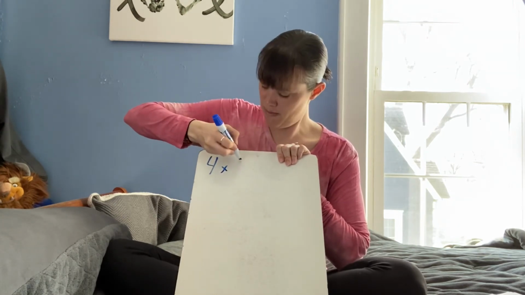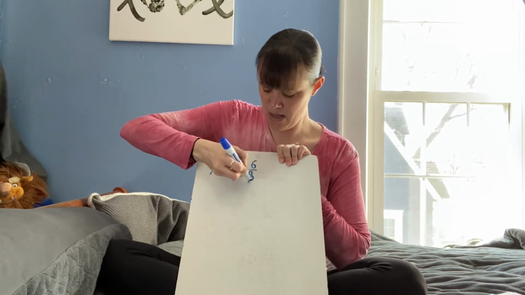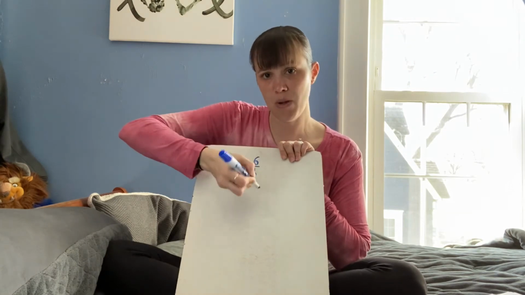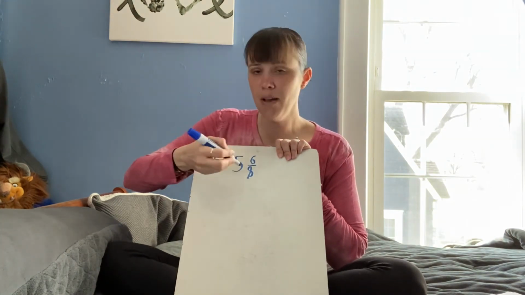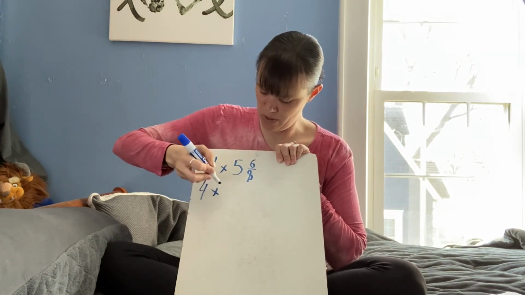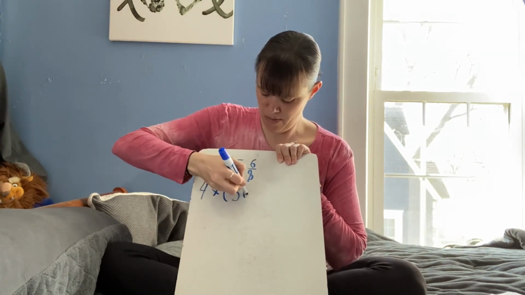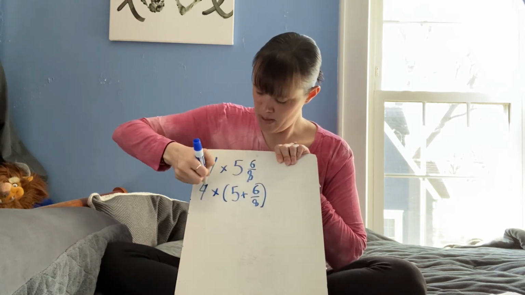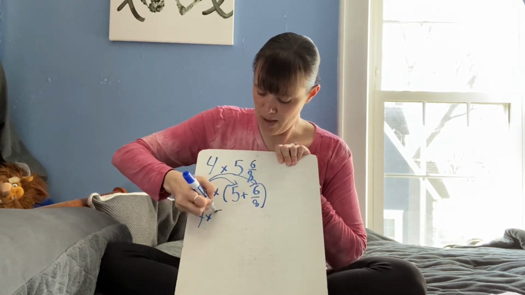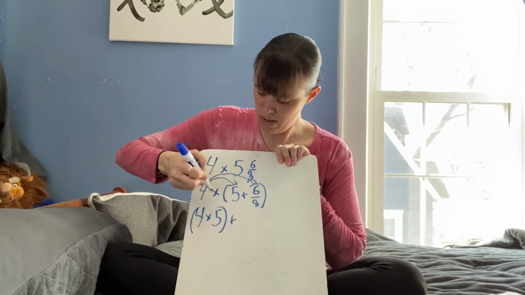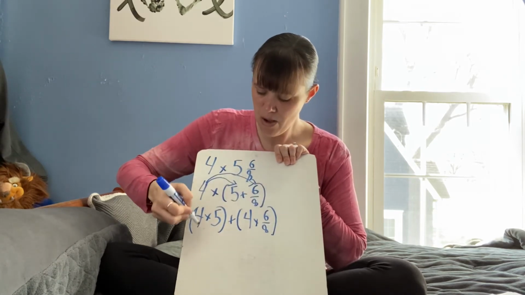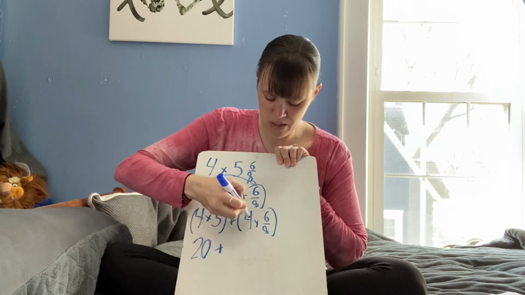4 times 5 6/8. Again, could you do it the other way? Yes, instead of drawing your arrows this way, you draw them that way. But you know what? Make it look like what we'd like it to look like, I guess. 4 times 5 plus 6/8. So we're gonna distribute these. So we have 4 times 5 plus 4 times 6/8.